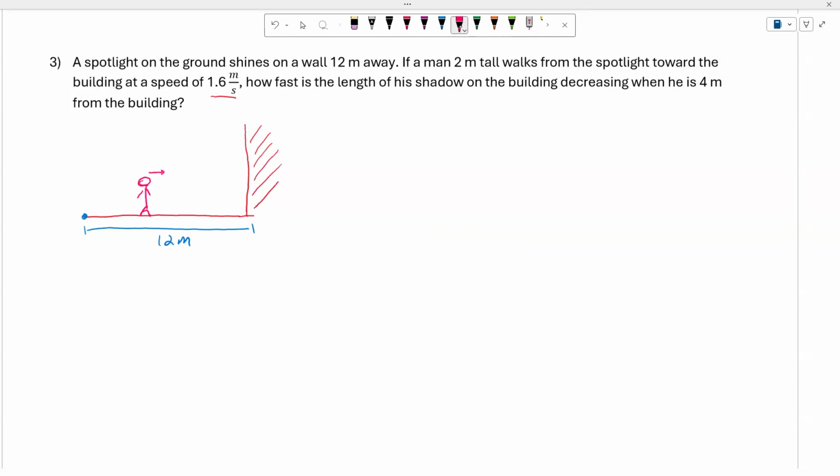Now, in this case you will see that if this is the light, then what happened to this one right here? This is the shadow, right? This is the shadow.